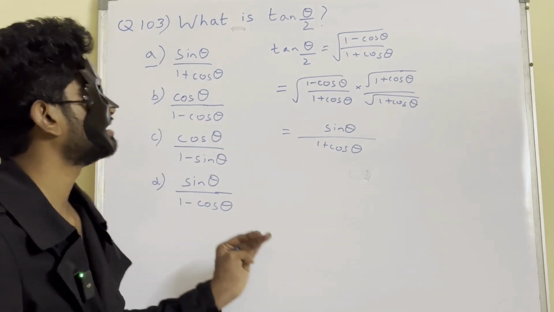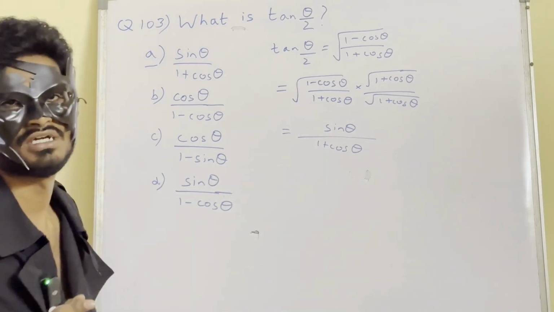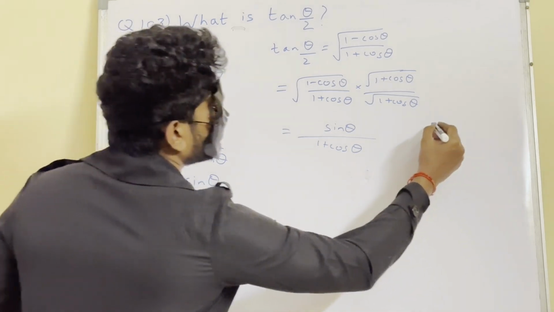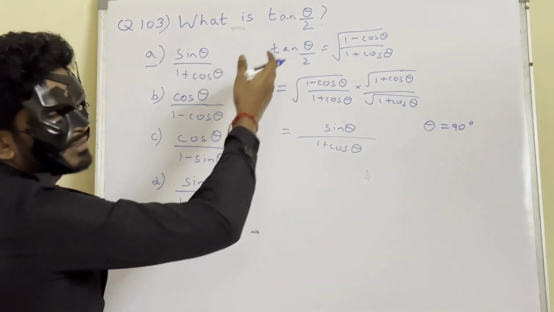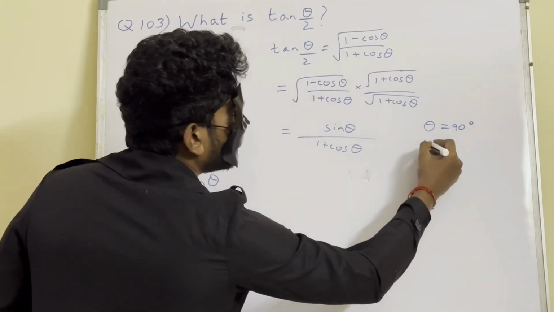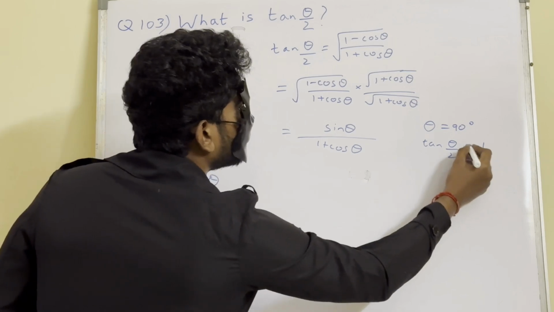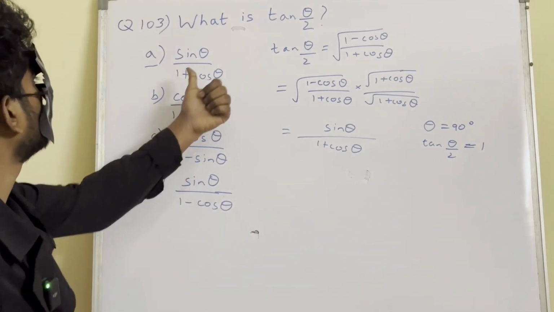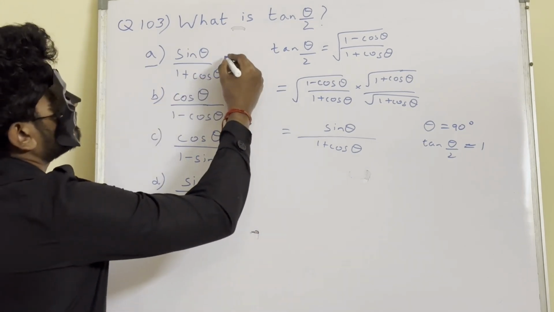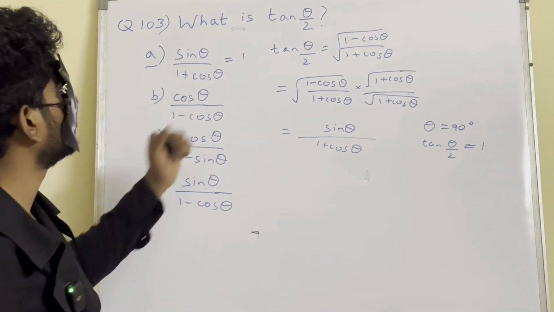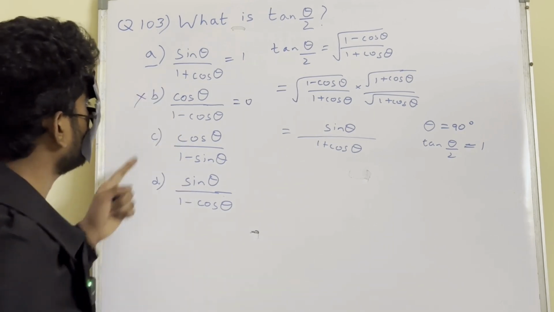And here suppose in exam, if this idea is not striking you, then what you will do is you will directly use value putting method. Let us substitute, say some value theta is equal to 90 degrees. Then tan theta by 2 will be tan 45, which is equal to 1. Now let's check with options. Now if we substitute here, sin 90 is nothing but 1, cos 90 is 0, 1 by 1 plus 0, which is nothing but equal to 1. This will be 0, here you will get cos 90 is 0. So this option is wrong, this option is eliminated.